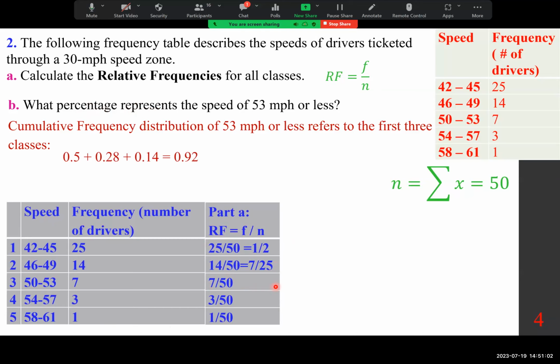Now 0.5, 0.28, 0.14, they add up to 0.92, or just put 25 plus 14 plus 7. We are looking at all those, because this goes all the way to 53, right? So add those numbers and divide by the total size of n equals 50. That gives you 92% either way.